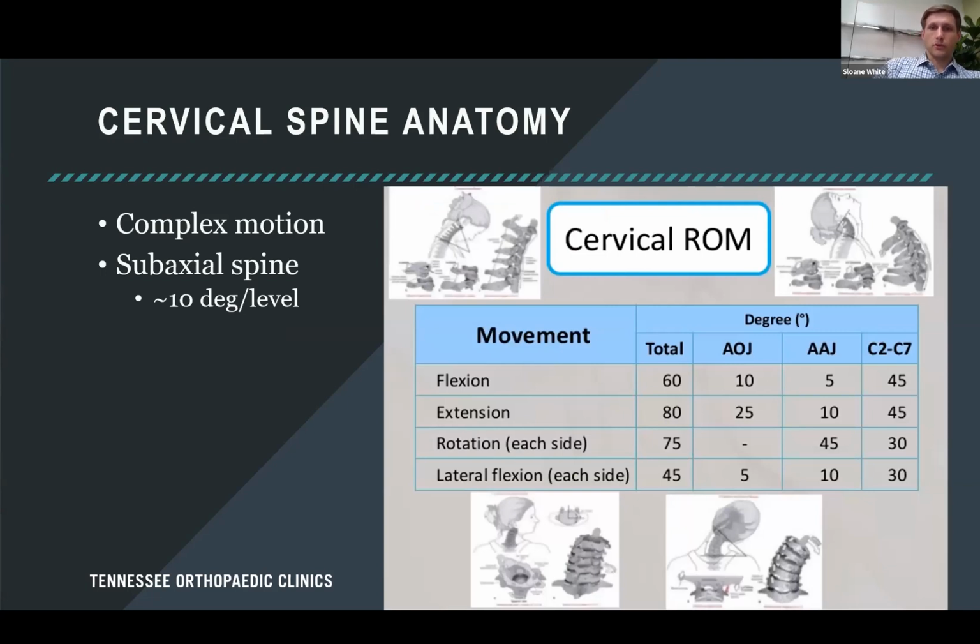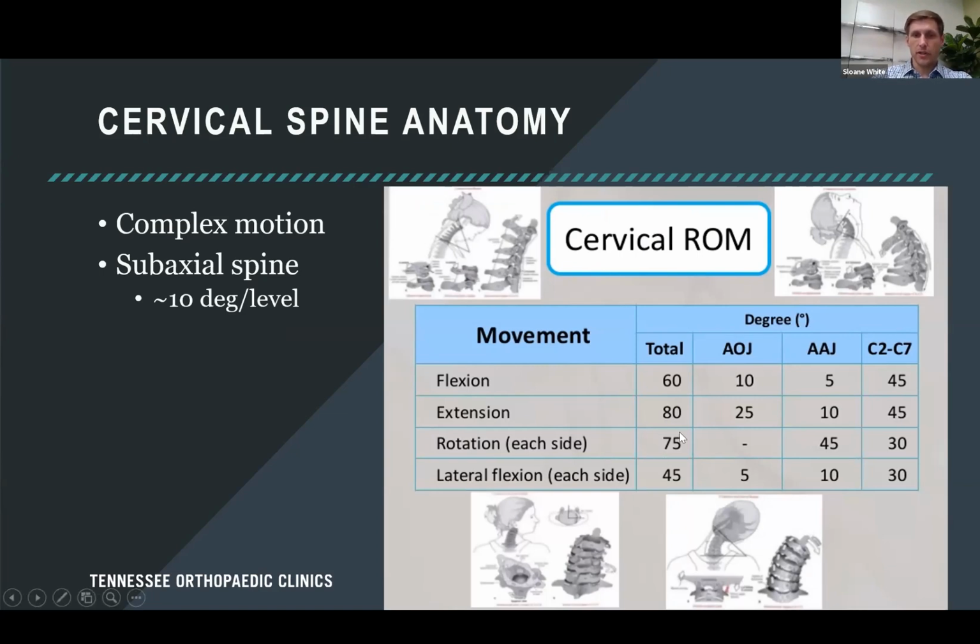Now, the cervical spine has a significant range of motion. It's a very complex motion. You can bend forward, bend backwards, rotate your neck, as well as laterally bend your neck. And this allows us to interact with our world. Each level in the cervical spine has a role to play in motion, including flexion, extension, and rotation.